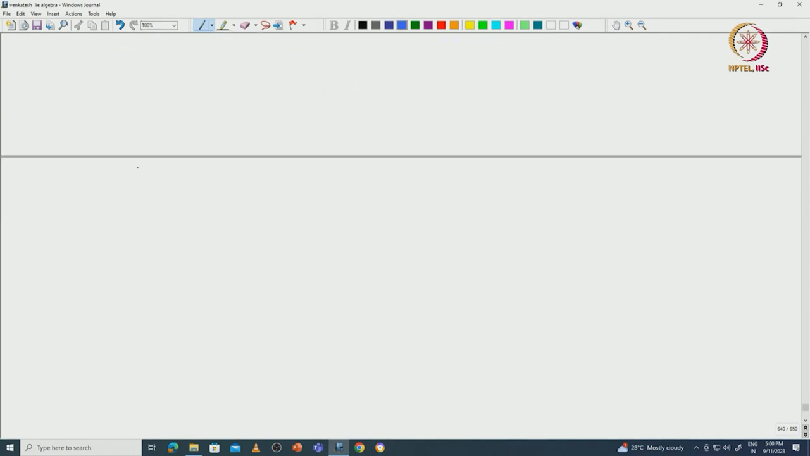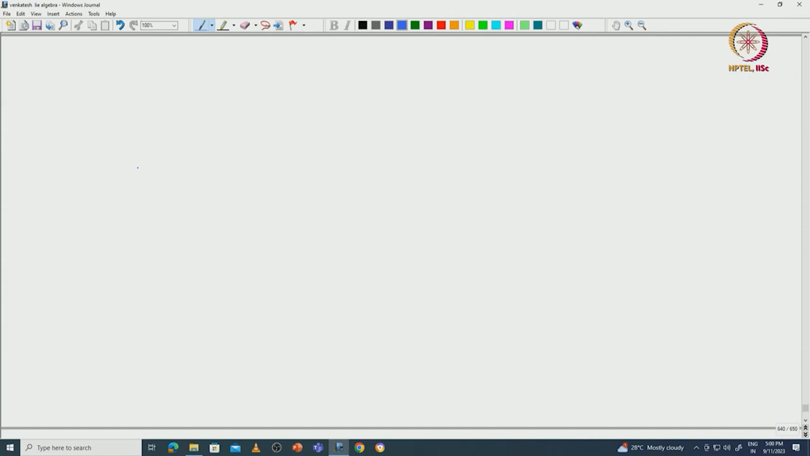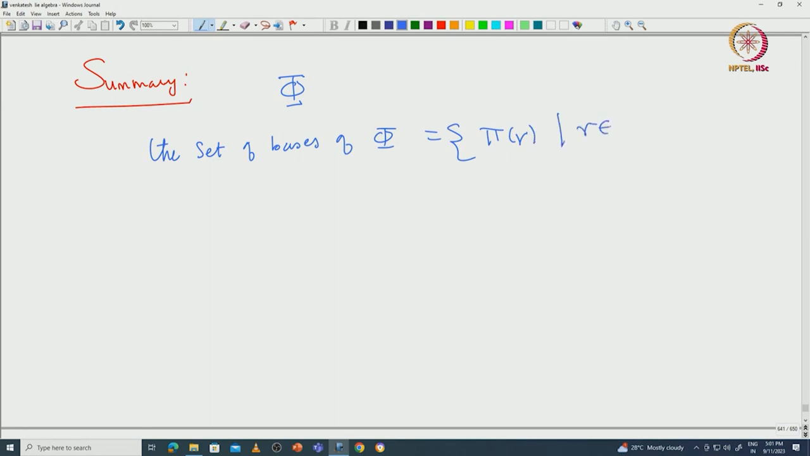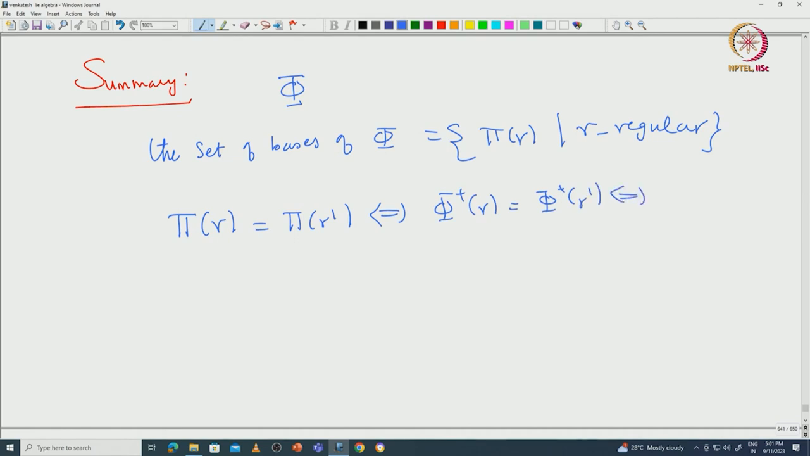Okay. So, let me just summarize what we have done so far, and then I will stop. So, here is the summary, about the set of bases and so on. So, we started with the root system phi. We defined what is called a base. Okay. So, we proved that the set of bases of phi are given by pi of gamma, where gamma comes from regular elements. And we also proved that pi of gamma equals pi of gamma dash if and only if phi plus of gamma is exactly equal to phi plus of gamma dash, if and only if the chamber defined by gamma is the same as the chamber defined by gamma dash.